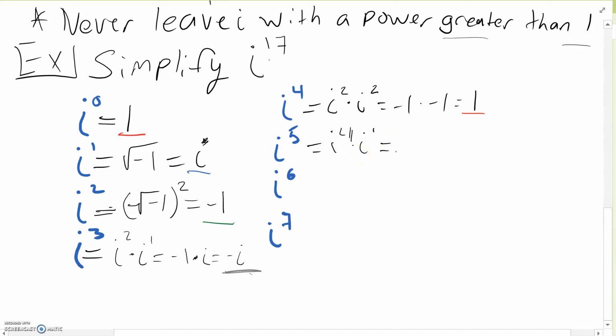So i to the 4th times i to the 1st. Well, i to the 4th is 1. i to the 1st is i. So 1 times i is just i. And there we go, right? It's just repeating the cycle over and over and over again. i to the 6th is going to be i to the 5th times i. And i to the 5th is i. So i times i is i squared.